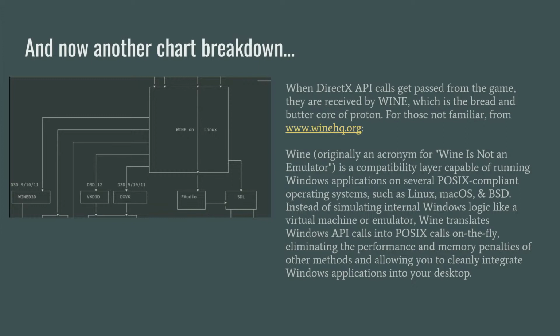So this is just an explanation here of Wine. Its acronym, Wine is not an emulator. It's a compatibility layer capable of running Windows applications on several POSIX compliant operating systems. This is pulled from Wikipedia. You can probably bring this up if you need to. I'm trying to get through all my content here because I got quite a few slides. But that is just a definition of Wine and Wine's website. This is the core of what makes up Proton. This is the bread and butter.